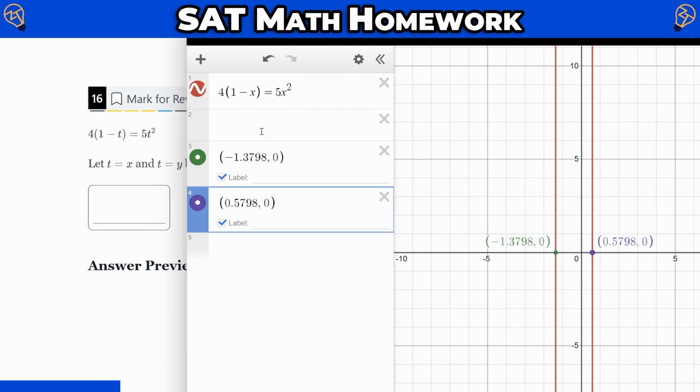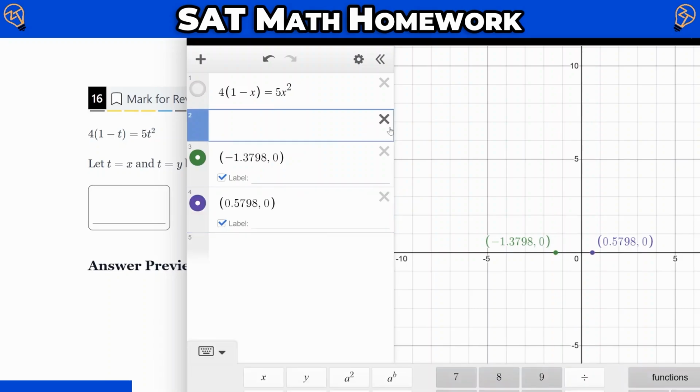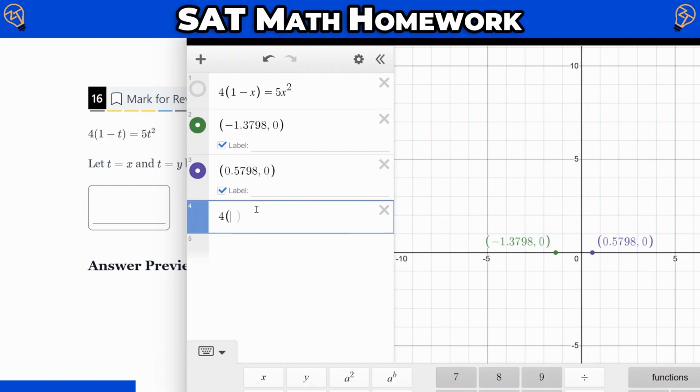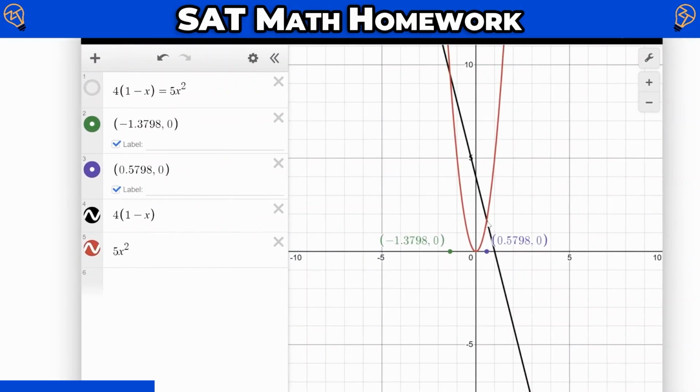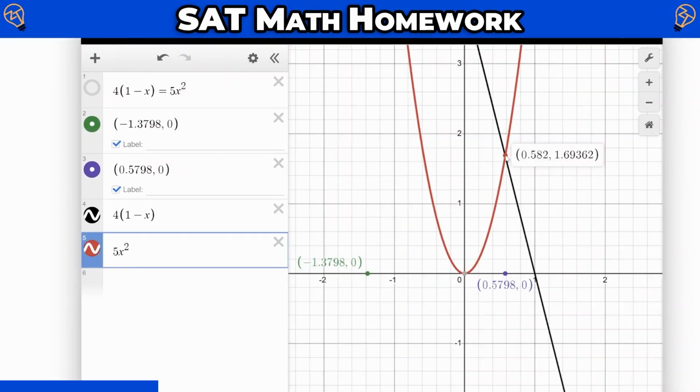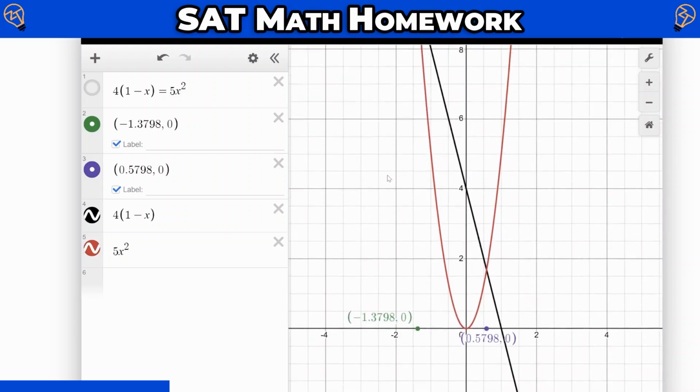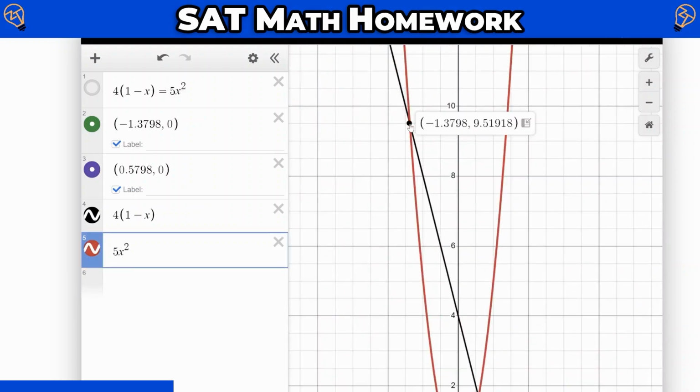The other thing we could have done is, I'm going to turn this one off here. Let's say instead we had typed in these functions down here as 4 times 1 minus x as its own function, and 5x squared as its own other function. When we're setting them equal, you're really trying to find the points of intersection. So notice these intersect right here, and that x coordinate is really the solution, which is the exact same as this one. And then the other point of intersection is up here, and notice that ordered pair.